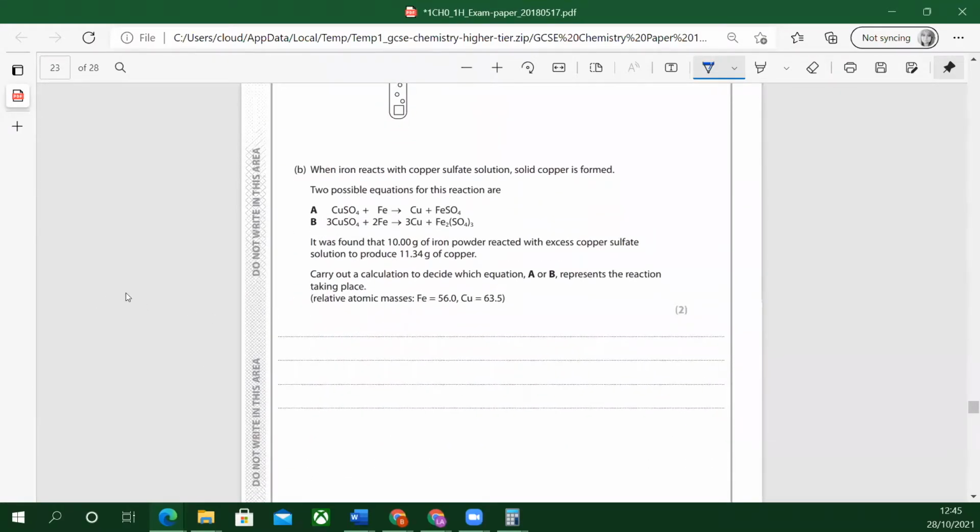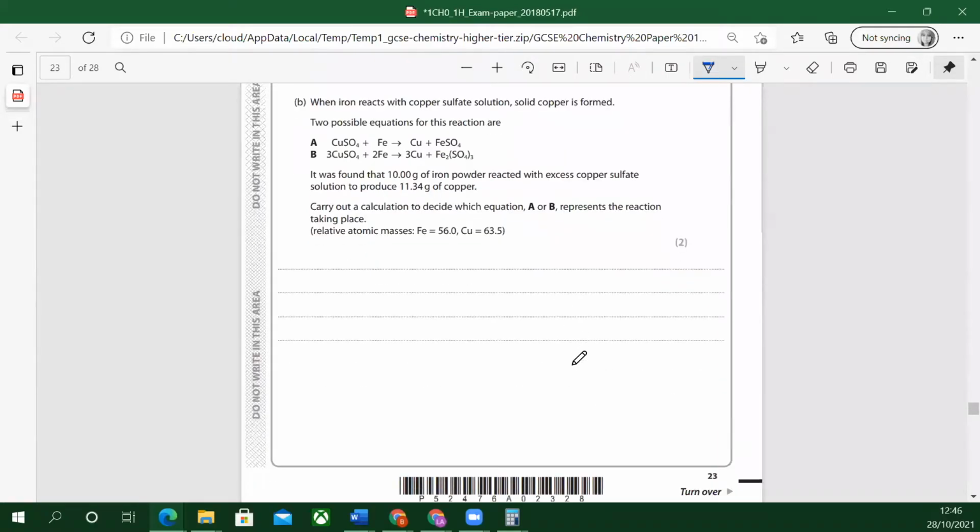So when iron reacts with copper sulfate solution, solid copper is formed. Two possible equations for this reaction are A: CuSO4, so copper sulfate, plus Fe goes to Cu plus FeSO4, iron sulfate. And B: 3 CuSO4 plus 2 Fe goes to 3 Cu plus Fe2(SO4)3, which is different proportions. It's the same reaction, different proportions. It was found that 10 grams of iron powder reacted with excess copper sulfate solution to produce 11.34 grams of copper. Carry out a calculation to decide which equation, A or B, represents the reaction taking place.